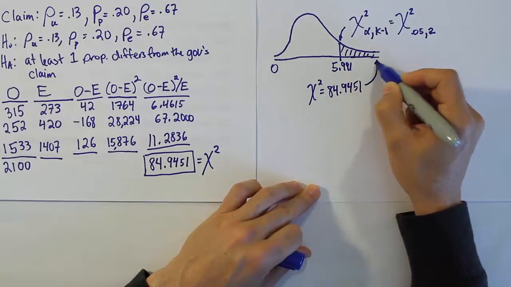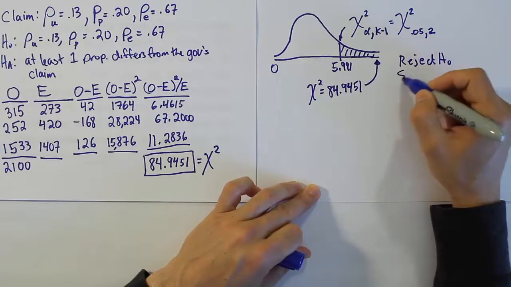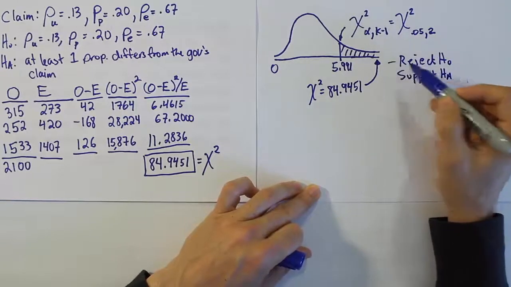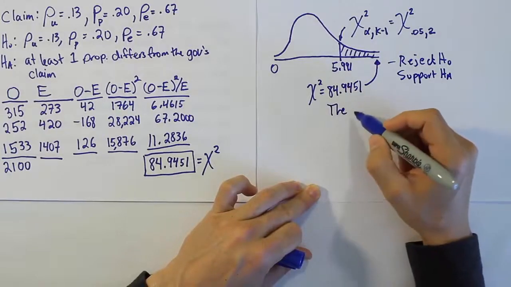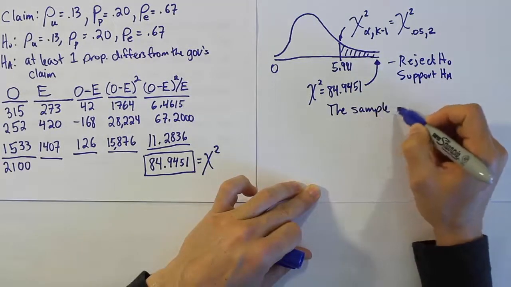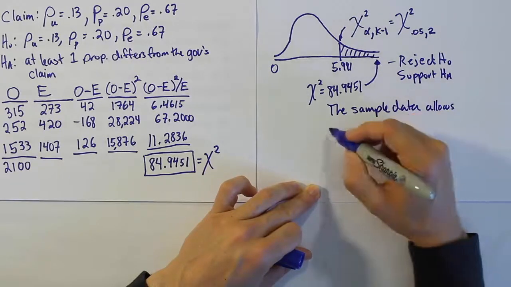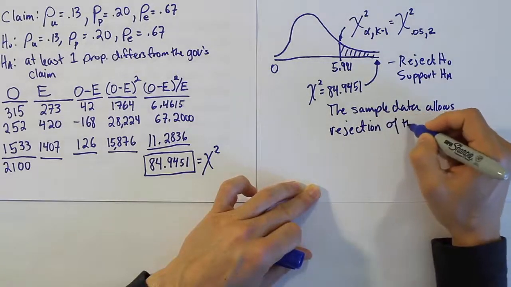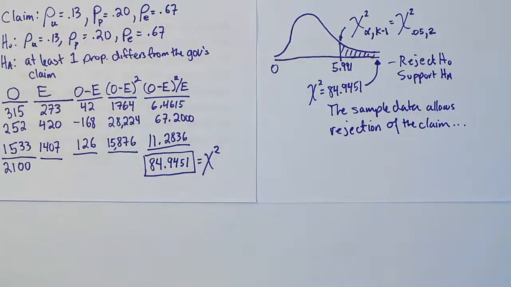So at that point, we're going to say that we should reject H0 and support HA. And of course, when you decide that you're rejecting H0 and your claim is H0, you have to say the sample data warrants rejection of the claim. So the sample data warrants or allows rejection of the claim. So rejecting the claim that those proportions are exactly what the government says they are. That's it.